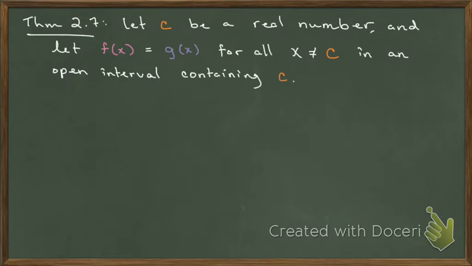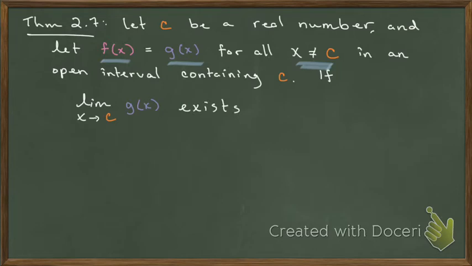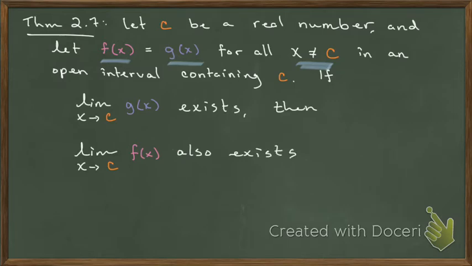We say that in a specific way. But the important bit here is that f and g are exactly the same for all x that aren't equal to c. Now c is where I'm going to send x; that's where I'm letting x approach in my limit. They're the same everywhere except at that point. If the limit as x goes to c of g of x exists, then I can say, in fact, that the limit as x goes to c of f of x also exists. And the punchline is that those two limits are the same.